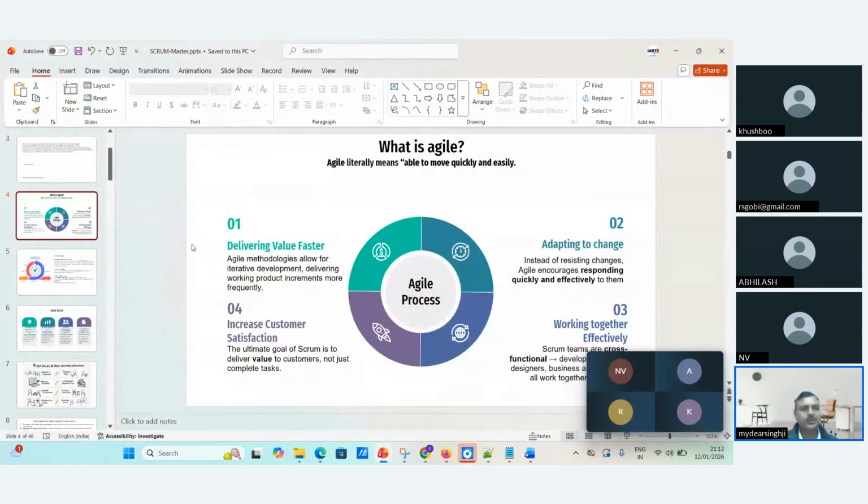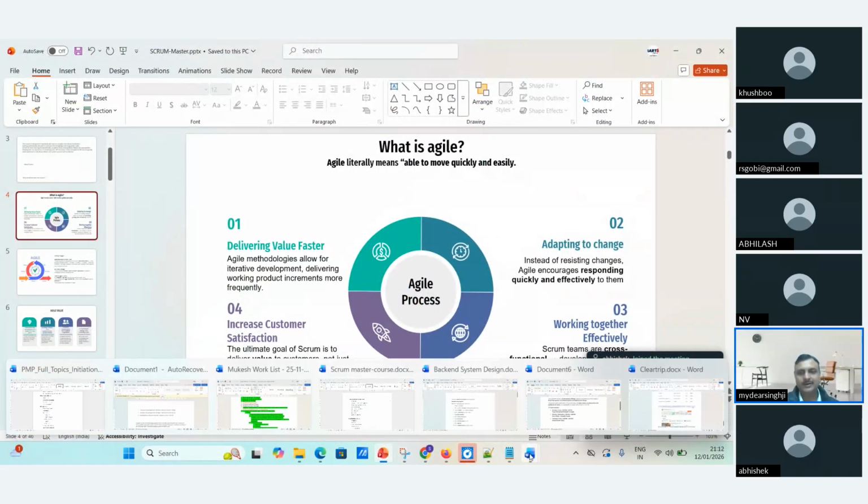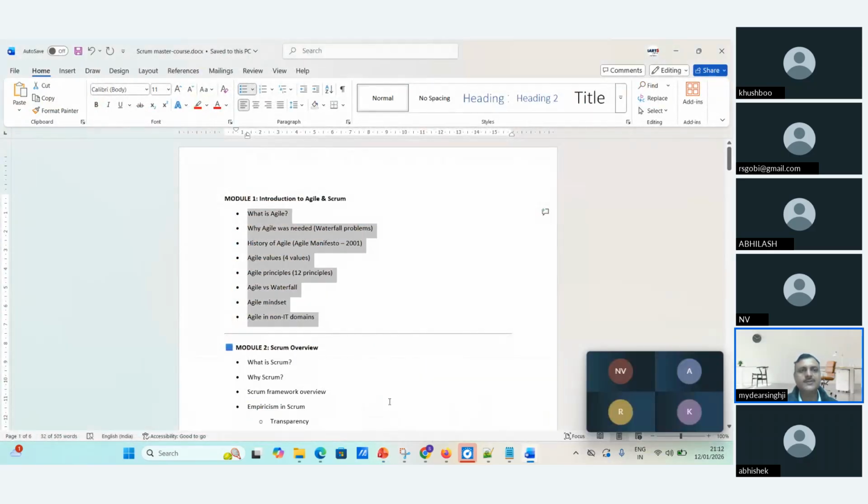Guys, so today's topic is Agile. I'll show you the topics here. What is Agile? Why was Agile needed? Waterfall problems. History of Agile.